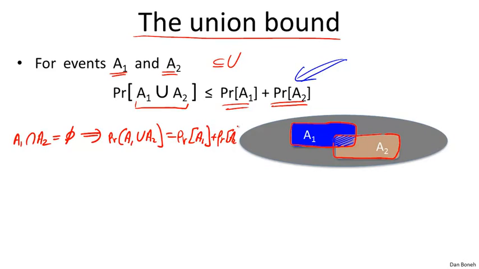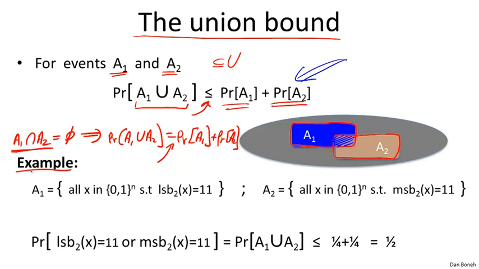Okay, so we'll use these facts here and there throughout the course. Just to be clear, the inequality holds always, but when the two events are disjoint, then in fact we get an equality over here. So let's look at a simple example.